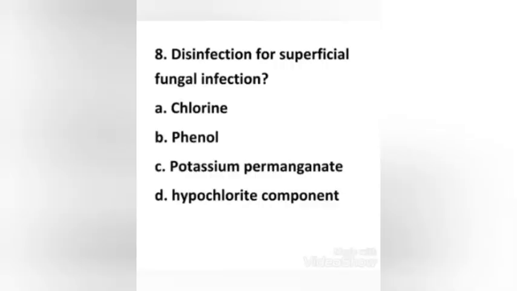Next question. Disinfection for superficial fungal infection. Chlorine, phenol, potassium permanganate, hypochlorite compound. Here the right answer is option C, potassium permanganate. Disinfection of superficial fungal infection can be done by potassium permanganate.